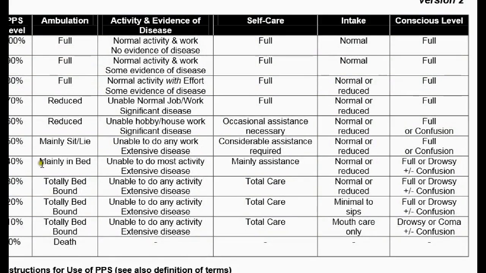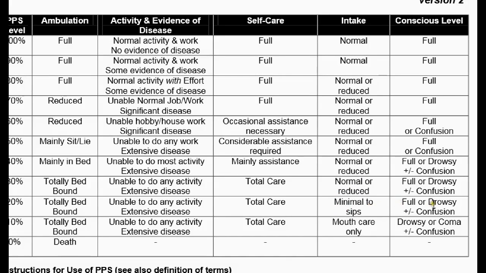So if your patient is, say, mainly in bed, you'd start here at the 40% percentile line, unable to do most activity, extensive disease, mainly assistance. We'll say they met this, but then they required total care. They really couldn't provide any of their own care. So you would drop down to the 30% line here. And then if their diet is normal to reduced, you would stay at the 30. But if they were taking minimal to sips, then you would move down to the 20%.